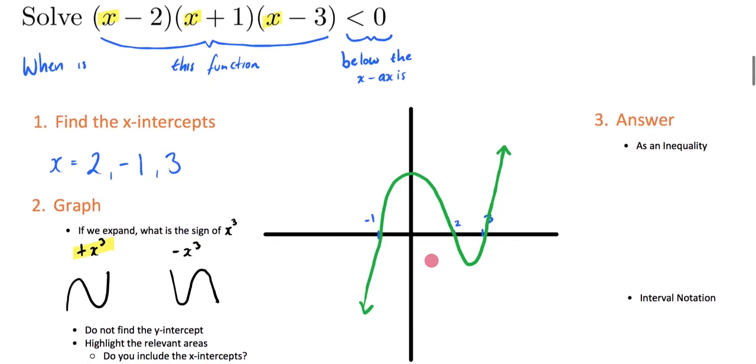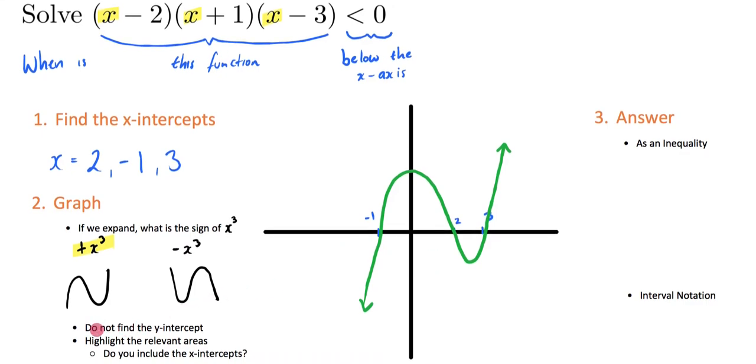Now I've just written a few other things down here. The first of which is we do not need to find the y-intercept. Again, the graph isn't our answer. So it would be wasting our time to find the y-intercept. And then we have to ask ourselves, well, now we have to highlight the relevant areas. So let's do that. Let's get the highlighter out. And remember, it's where it is below the x-axis. So I'm below the x-axis here. So let me highlight that. And I'm below the x-axis here. So let me highlight that as well.